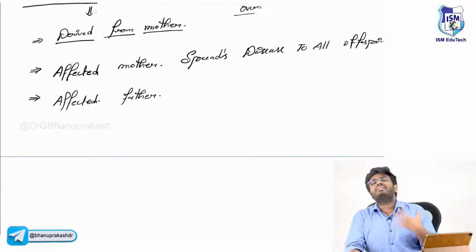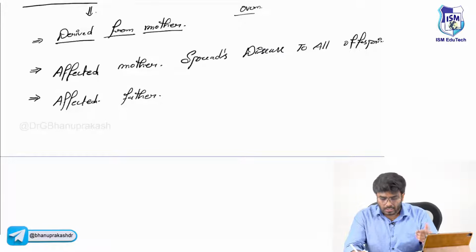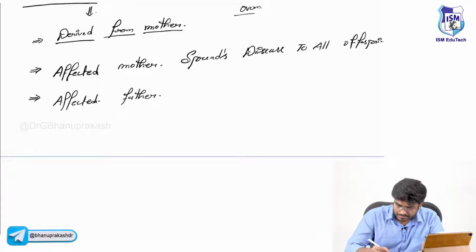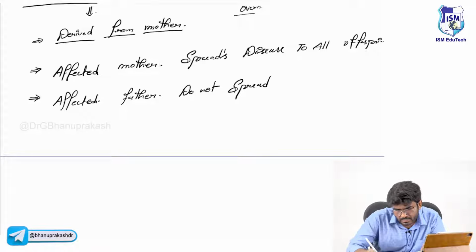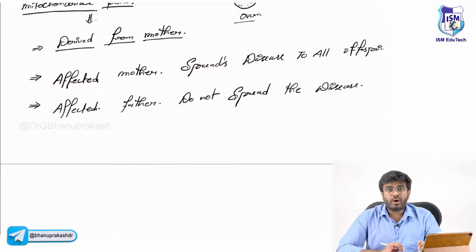Now the father is having some mitochondrial disease, some problem in the mitochondrial DNA. Do you think he is going to spread the disease to the offspring? Is it possible? No, not possible. So an affected father is not going to spread the disease. Okay, this is the point which I want you to know.